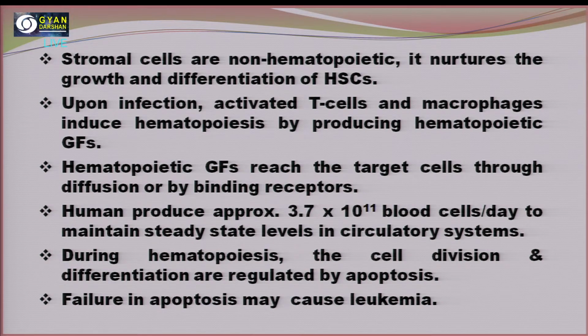The various receptors are available on the HSCs and the progenitor cells. Various progenitor cells are there, like T progenitor cells, lymphocyte progenitor cells, lymphoid progenitor cells, and myeloid progenitor cells, and ultimately they are able to produce the different types of immune cells. The human body produces approximately 3.7 x 10^11 blood cells per day to maintain a steady-state level in the circulatory system. It is a very important thing behind your immune response.